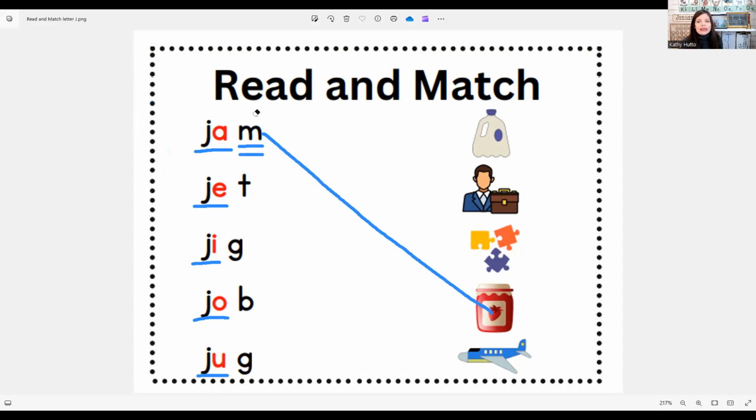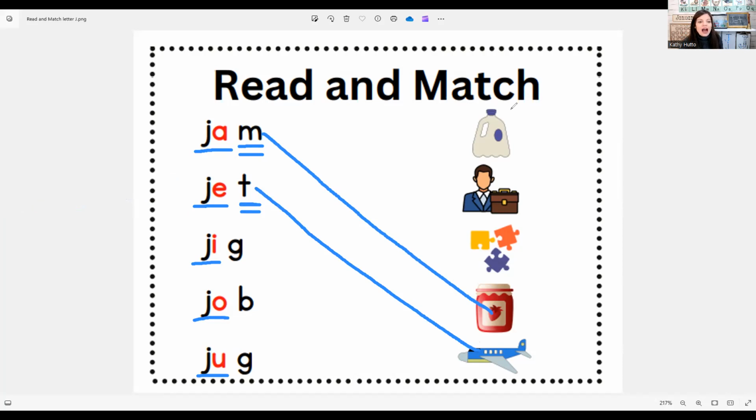J with vowel E. J, E, jet, jet. What's this word? Jet. Let's draw a line to the jet plane.